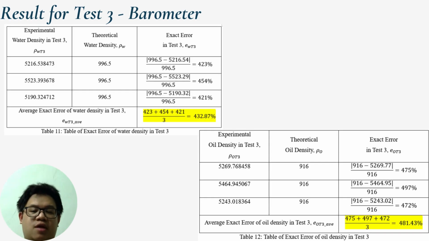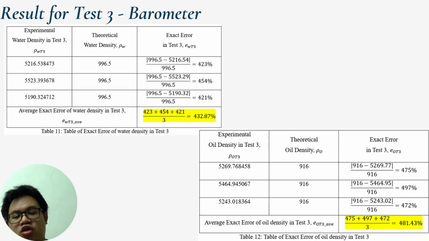Now we've come to the third test, which is the barometer method. Same as before, we put the experimental water density and experimental oil density calculation in the slide before this. Here we only focus on the exact errors for these two fluids. In this method, the average exact error is completely out of our mind: for the water density, the average exact error is 432.87%.